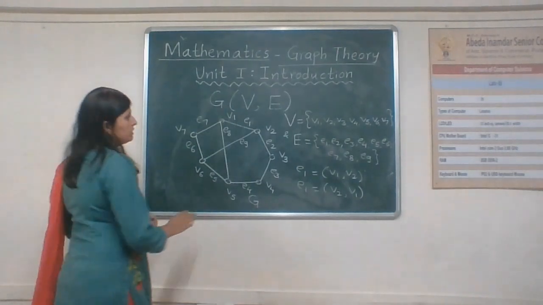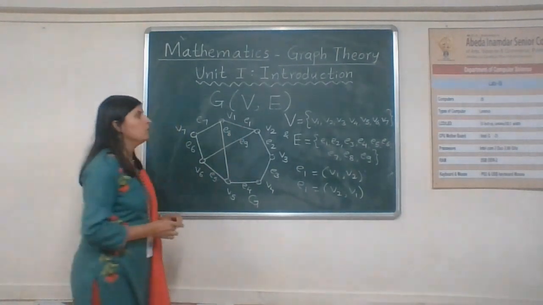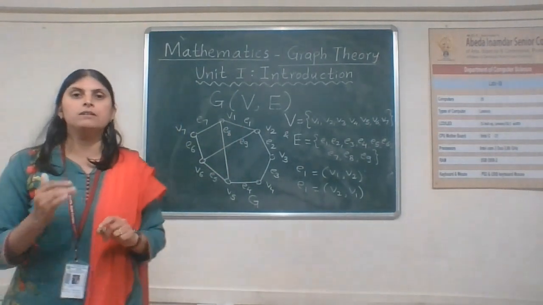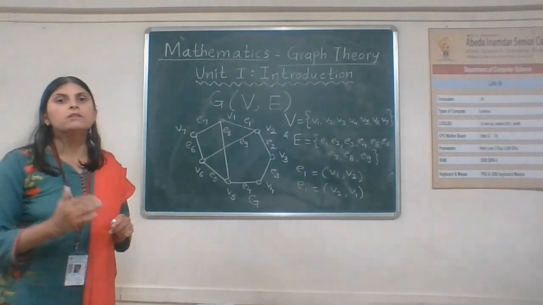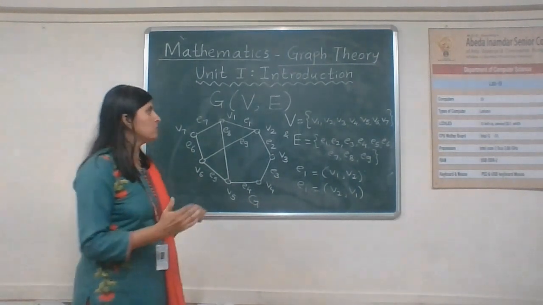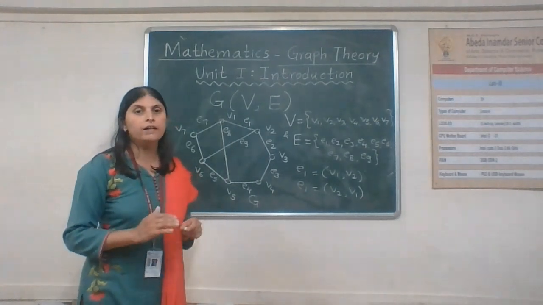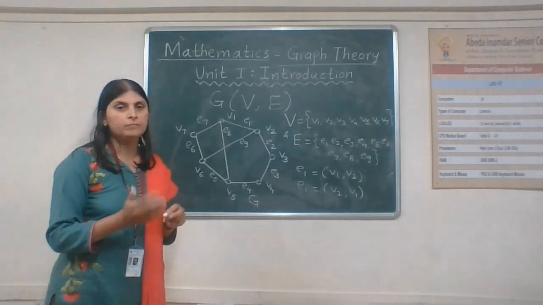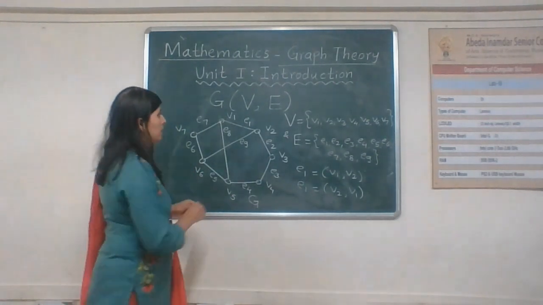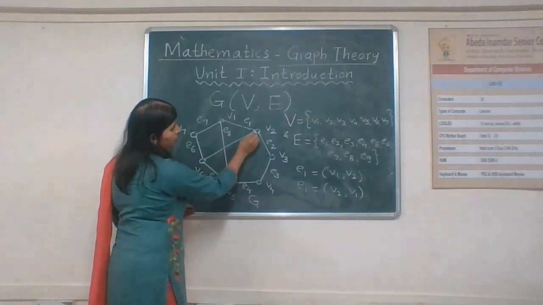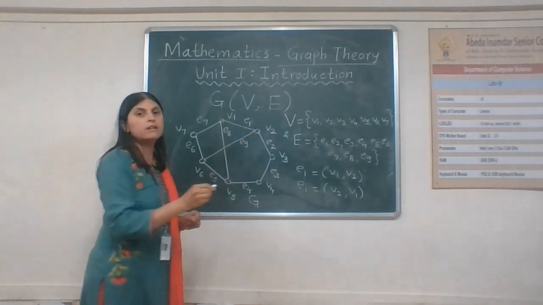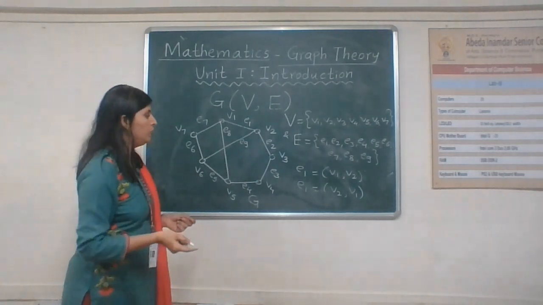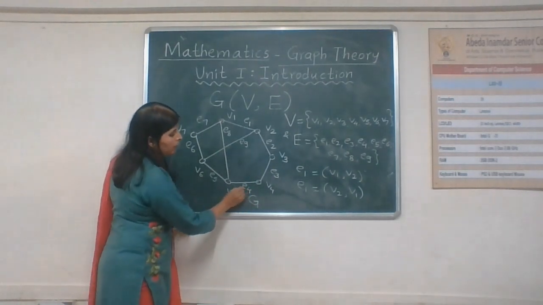Now see, what is the meaning of adjacent vertices? Whenever there is an edge joining two vertices U and V, meaning U and V are end vertices of that edge, then we say that the two vertices U and V are adjacent vertices. See here, E1 joins V1 and V2. So V1 and V2 are adjacent vertices or neighbors of each other. In the same way, see E4.